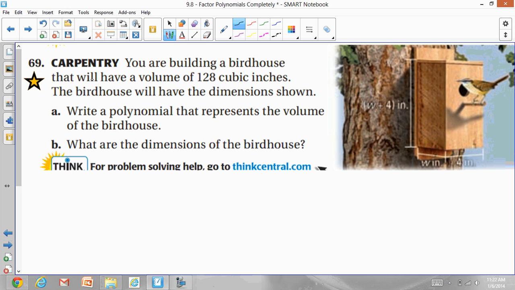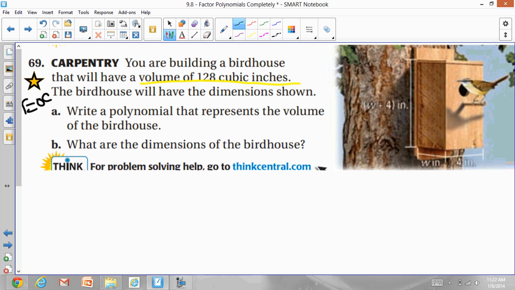Now question number 69. Pause the video, read the question, understand the question. This is an EOC type of question. You are building a birdhouse that will have a volume of 128 cubic inches. So that is the one piece of information that is given to you. So the volume of 128 cubic inches is given. The birdhouse will have the dimensions shown.